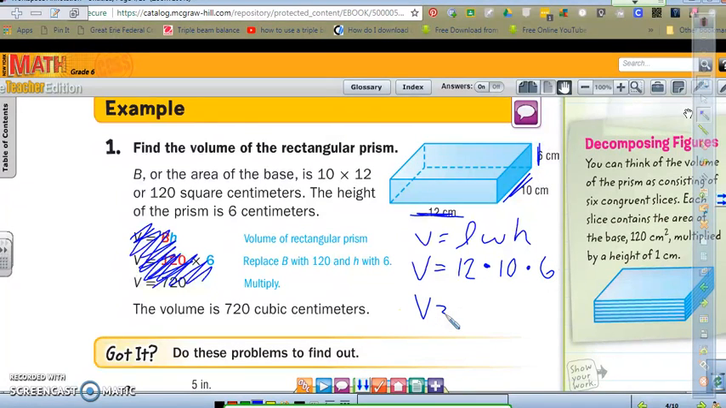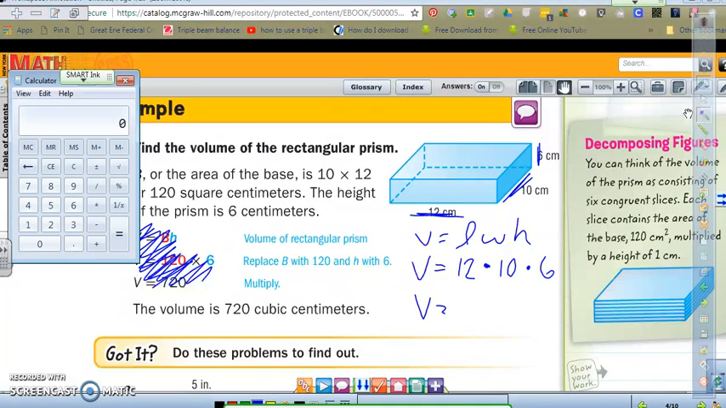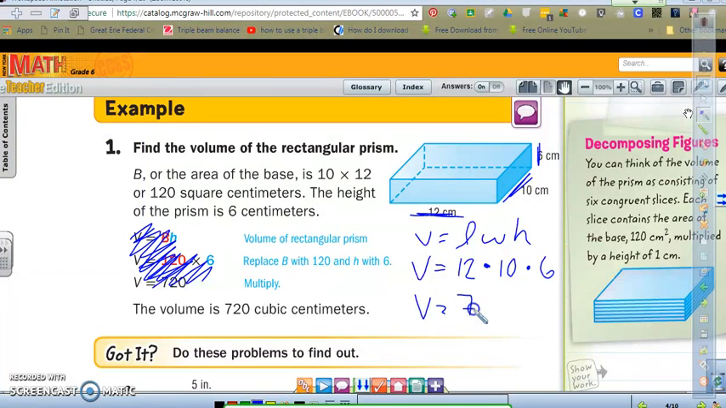Whatever I write, you write. And then I'm going to do 12 times 10 times 6, and I get 720, and it's centimeters to the 3rd power. Okay, when you're ready, we're going to move on to the got it's. So volume isn't too bad, is it?